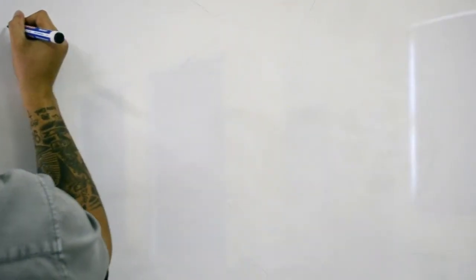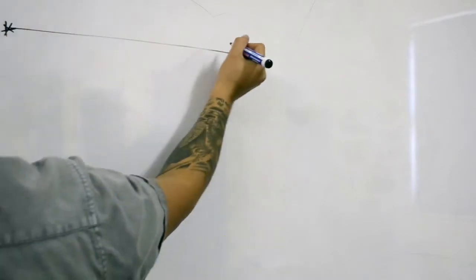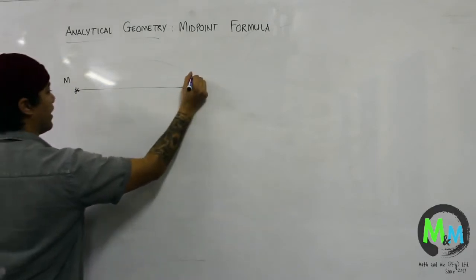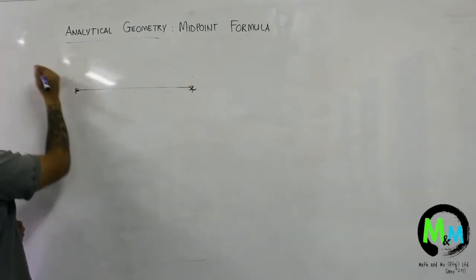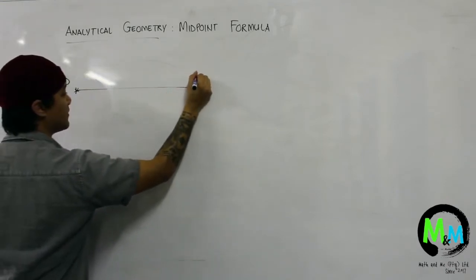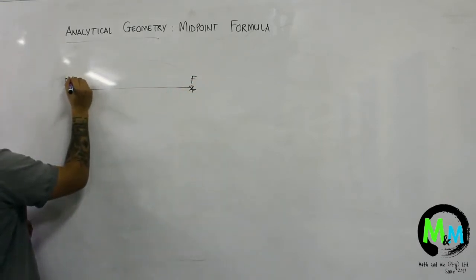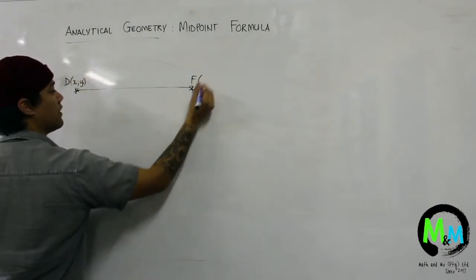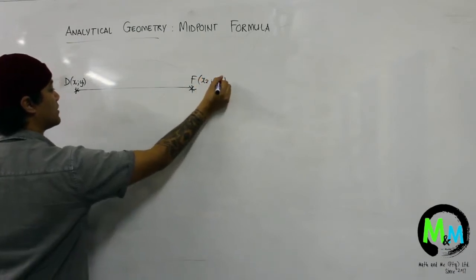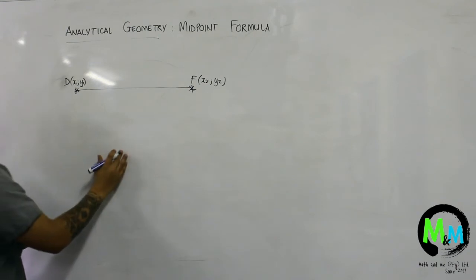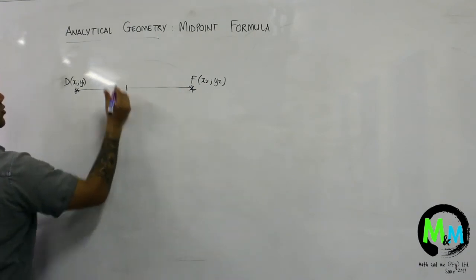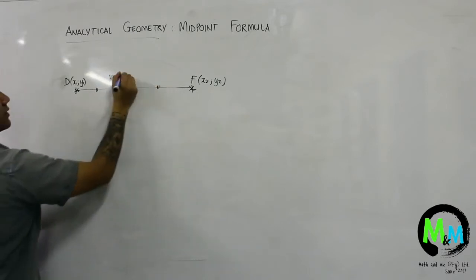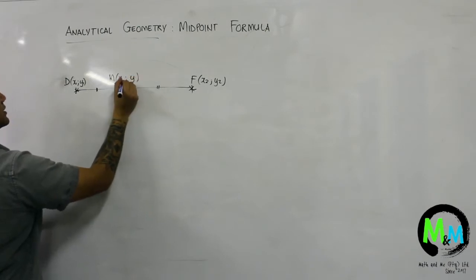If we are given a line segment and we have the two extreme points of the line segment, let's switch it up. Let's not call it M because midpoint's M. Let's call them D and F. So we have coordinates D, x1 and y1, and the coordinates of F, which is x2 and y2. With the midpoint formula, we can find the coordinates of M, the midpoint of DF. So that will obviously be my midpoint's x, y.